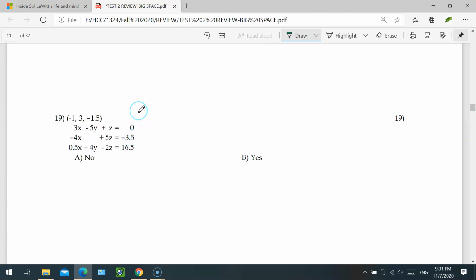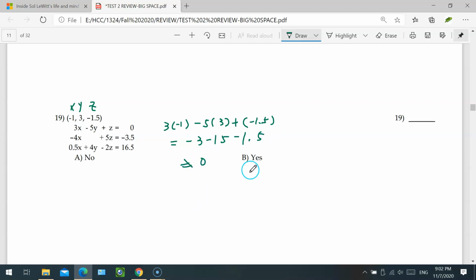Number 19 is exactly the same thing. This is x, this is y, this is z. So you substitute these 3 values into equations 1, 2, and 3. For example, I substitute the negative 1 into here, minus 5 times 3 plus z is negative 1.5. So I solve for these, it gives me negative 3 minus 15 minus 1.5, and there's no way I get a 0. So this one won't be a solution.